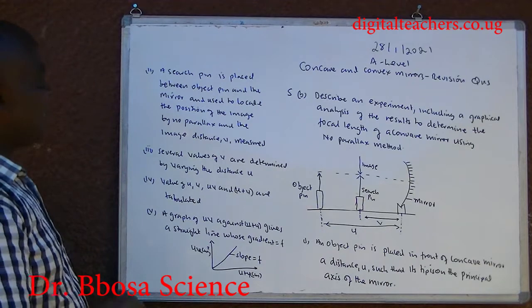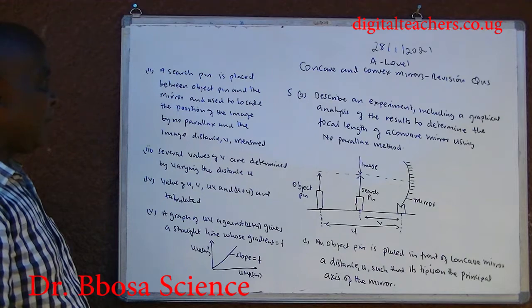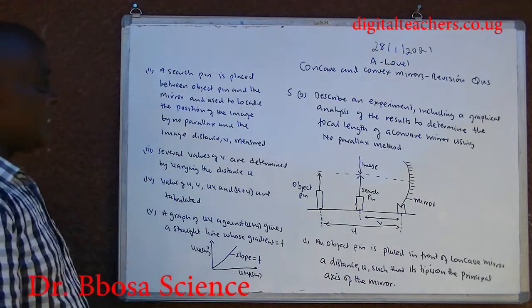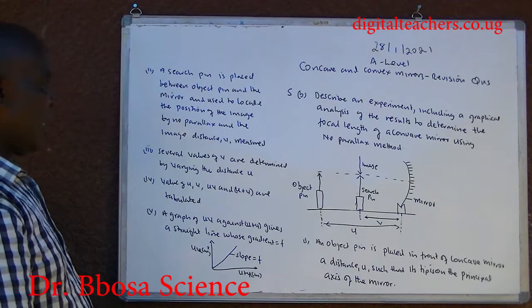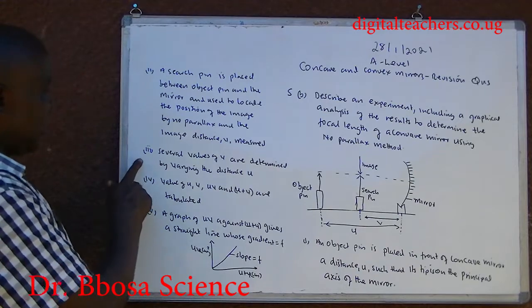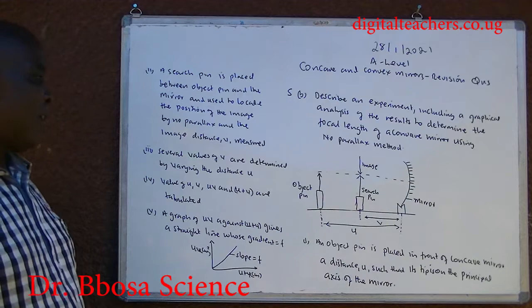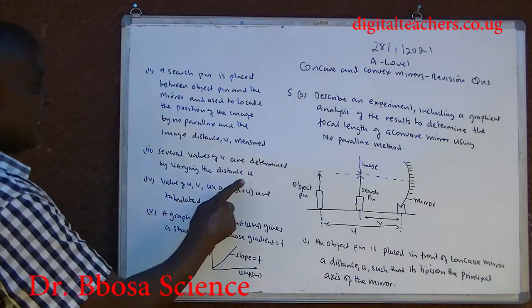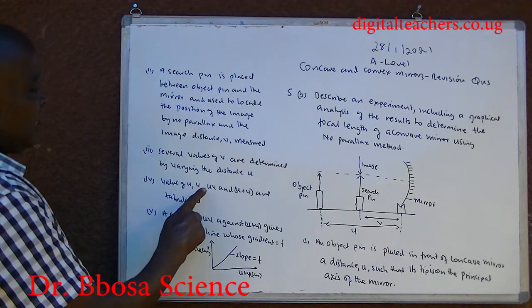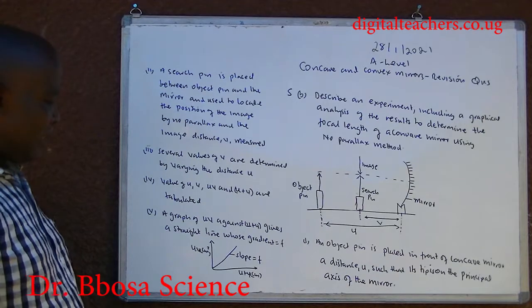2, a search pin is placed between the object pin and the mirror and used to locate the position of the image by no parallax. The image distance v is measured. 3, several values of v are determined by varying the distance u. The values u, v, uv, and u plus v are tabulated.